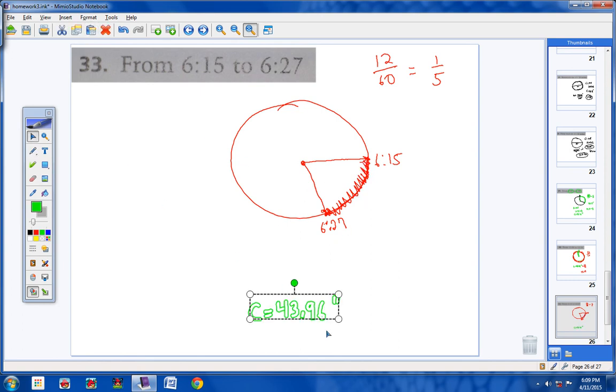Well, we already know the circumference is 43.96. So you take 43.96, you can multiply it by 1/5. That's totally fine. Or you can take 43.96 and divide it by 5. Either way, you'll get the same answer, okay? So let's see what we got here. 43.96 times 1/5 gives you 8.79 or 8.8. So the arc length from here to here is 8.8 inches, I believe. Yes, inches.